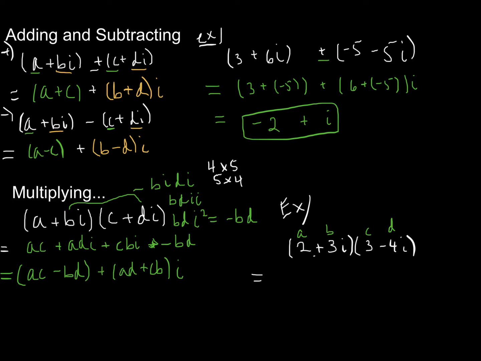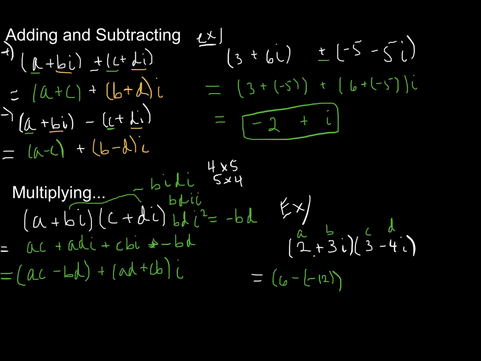Okay, there's a couple ways that you can do this. You can always FOIL it out, and if you FOIL it out, you'll end up with the right solution. But you can also take advantage of the fact that we FOILed it out already for any values a, b, c, and d. And so all we need to do is locate a, b, c, and d, and we can figure out what this will be. So notice our real part is going to be a times c, 2 times 3, which is 6, minus b times d, b which is 3, and d which is negative 4. So we have minus, and then 3 times negative 4, which is negative 12.